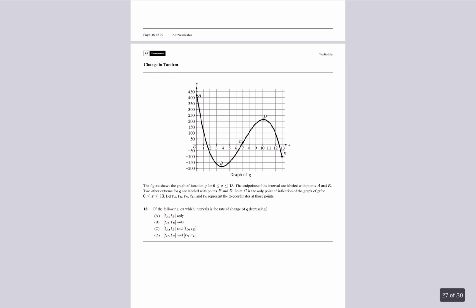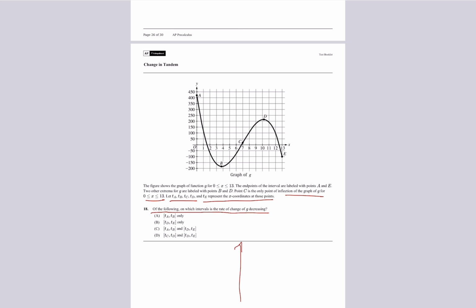Moving on to this one. The figure shows the graph of function g for x between 0 and 13. The endpoints of the interval are labeled with points A and E. 2 other extrema for g are labeled with points B and D. Point C is the only point of inflection of the graph of g. Let t of A, t of B, t of C, t of D, and t of E represent the x-coordinates at those points. Of the following, on which intervals is the rate of change of g decreasing?